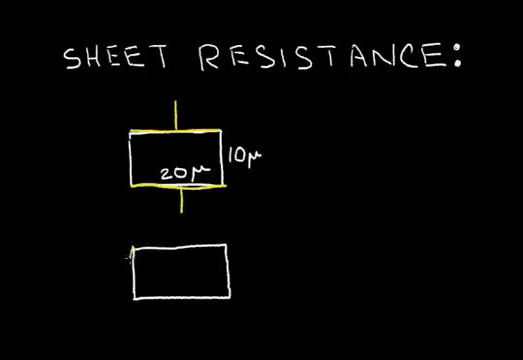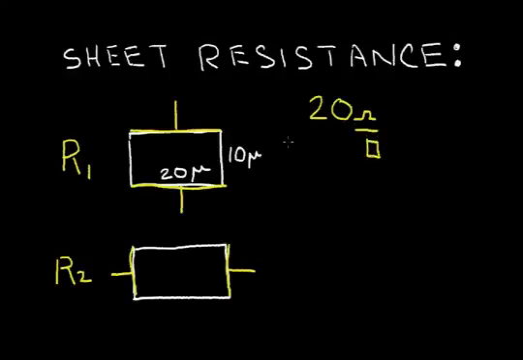On the bottom material, I want to contact to the left side. I want to contact to the right side. Let's call this resistor R1. Call this resistor R2. Let's presume that the resistivity or the sheet resistance of this material is 20 ohms per square. So I want you to calculate the value of resistors R1 and R2.